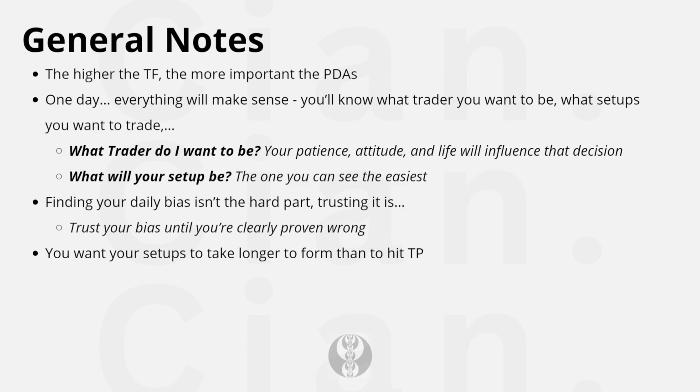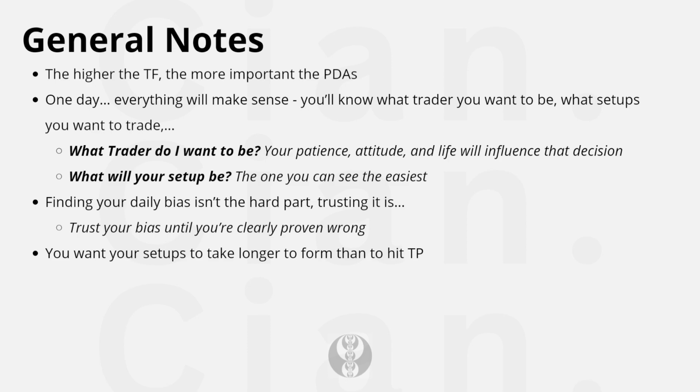And finding your daily bias isn't the hard part, but trusting it is. So trust your bias until you're clearly proven wrong. You have to have an invalidation level where you say, when price trades above or below this level, then my trade idea is wrong. But until then, you have to trust your bias, and it's very hard, but it's very important.